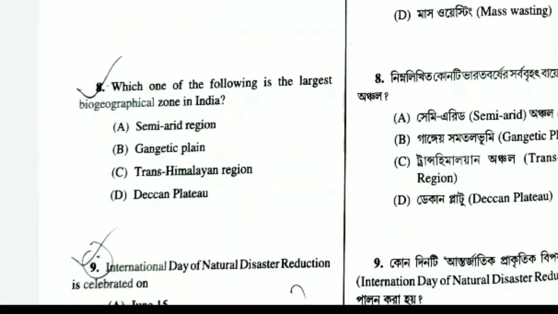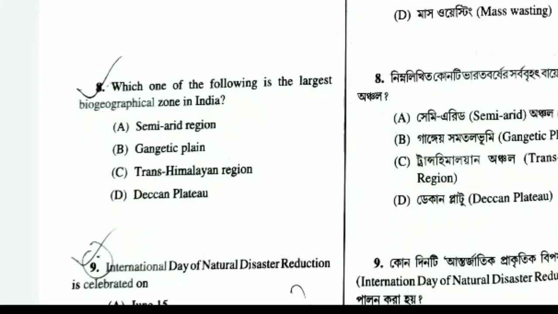Question number 8. Which one of the following is the largest biogeographical zone in India? Biogeographical zones are also an important concept, very frequently asked. You can watch the link given in the I button so that it will be helpful for you in the examination. Here the correct option will be what? It will be option number D. Yes, the Deccan Plateau is the largest biogeographical zone in India, that is area-wise. So let's move on to the next question.